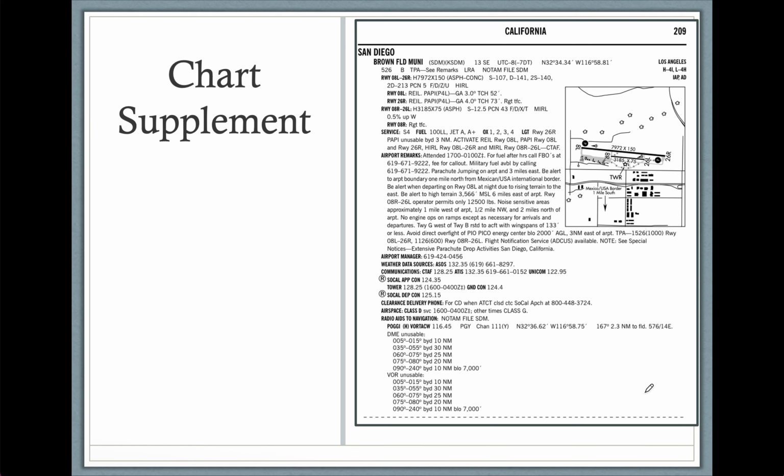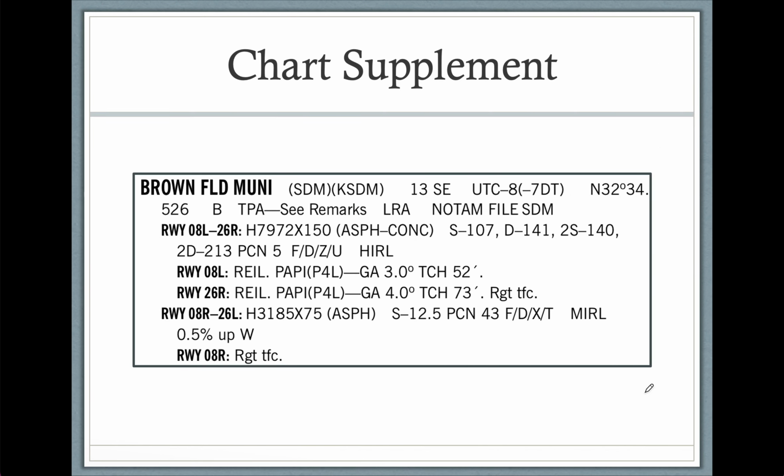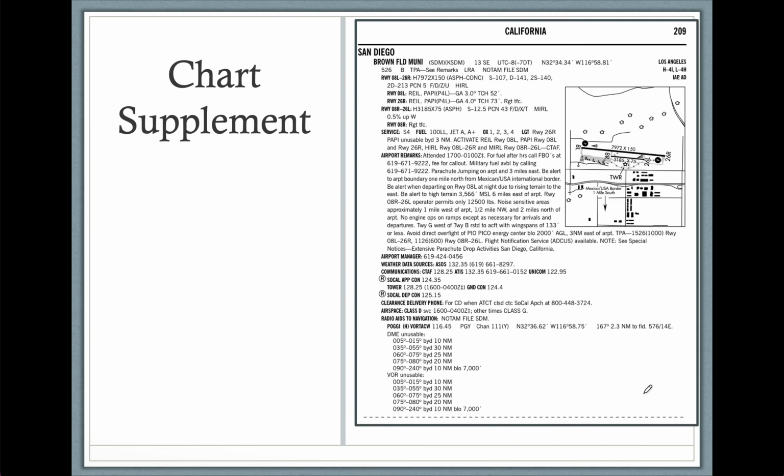Let me show you where that gradient is found. It's on the chart supplement and on the airport diagram. Let's zoom in on the chart supplement here. Here's the whole chart supplement for Brownfield.